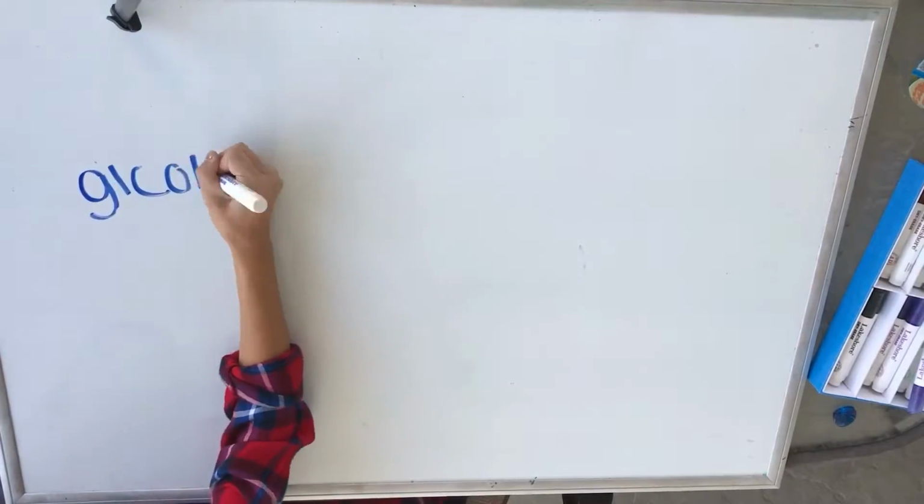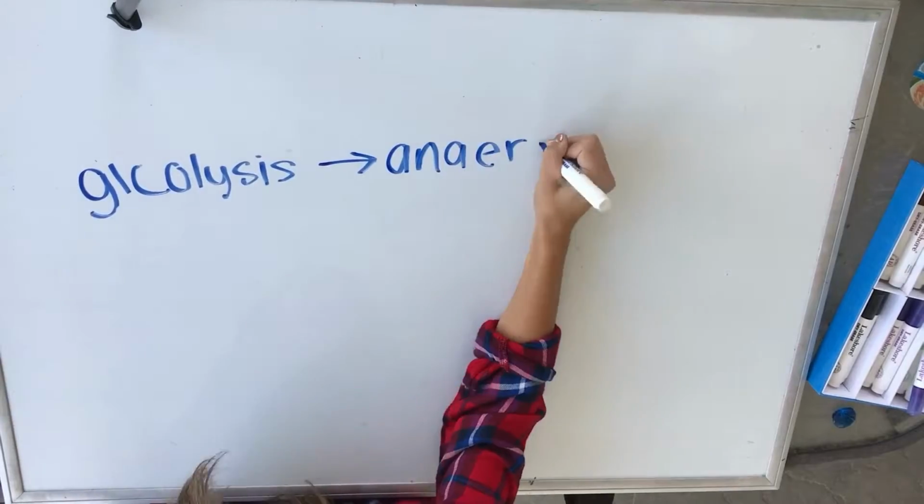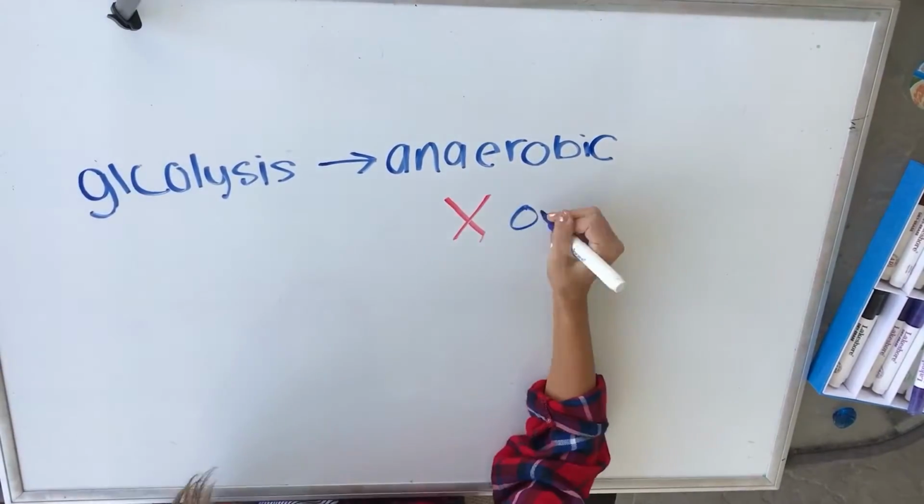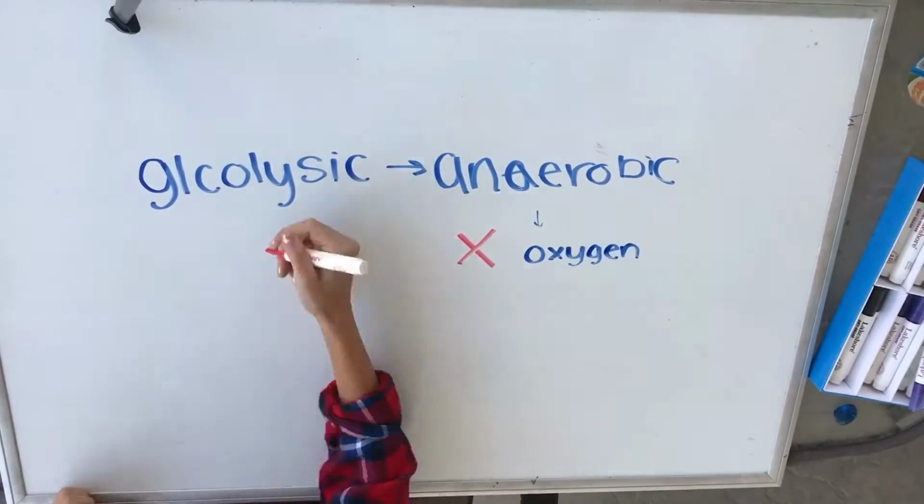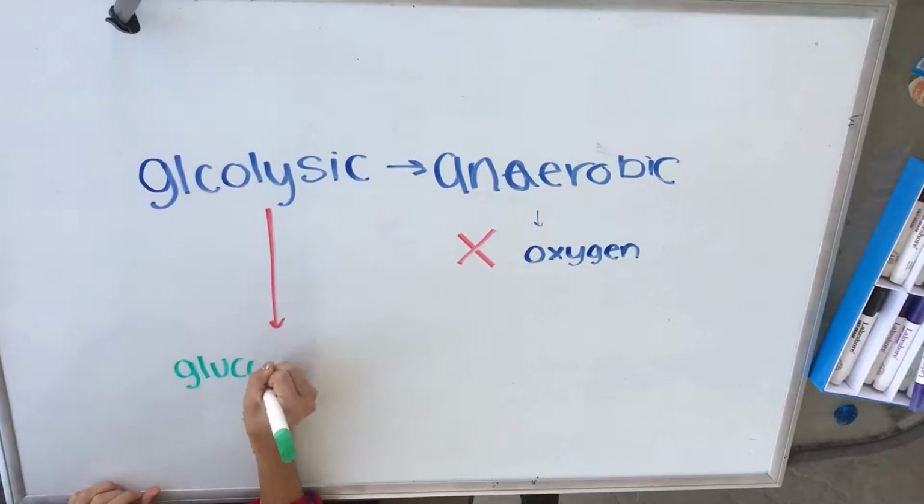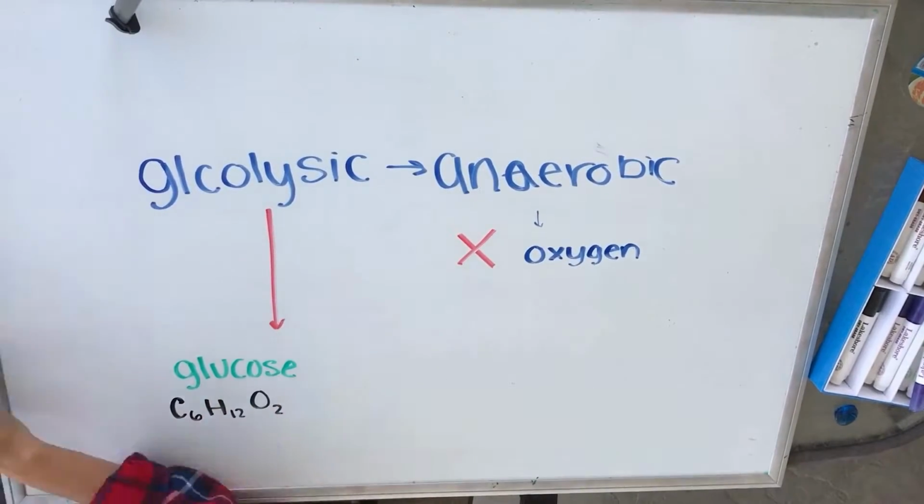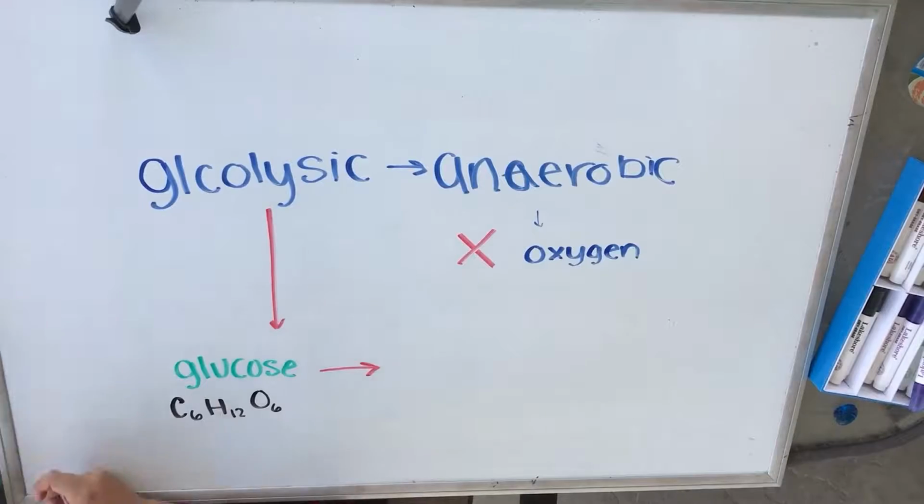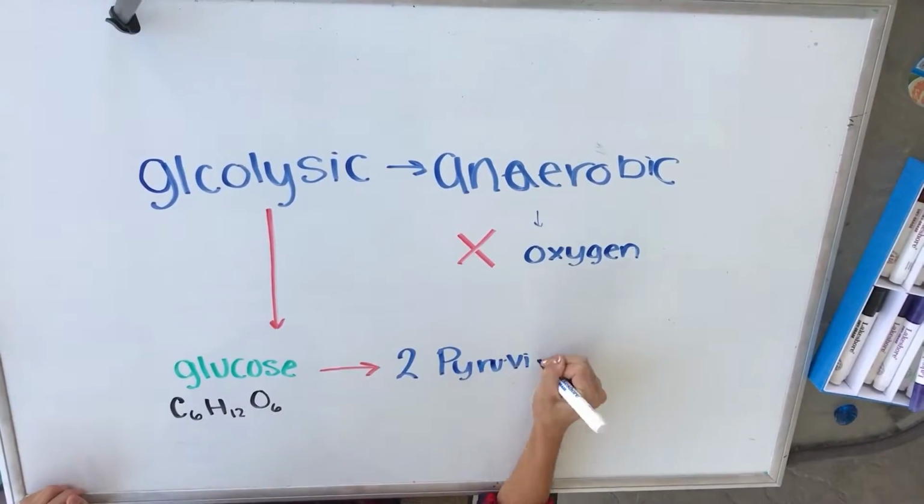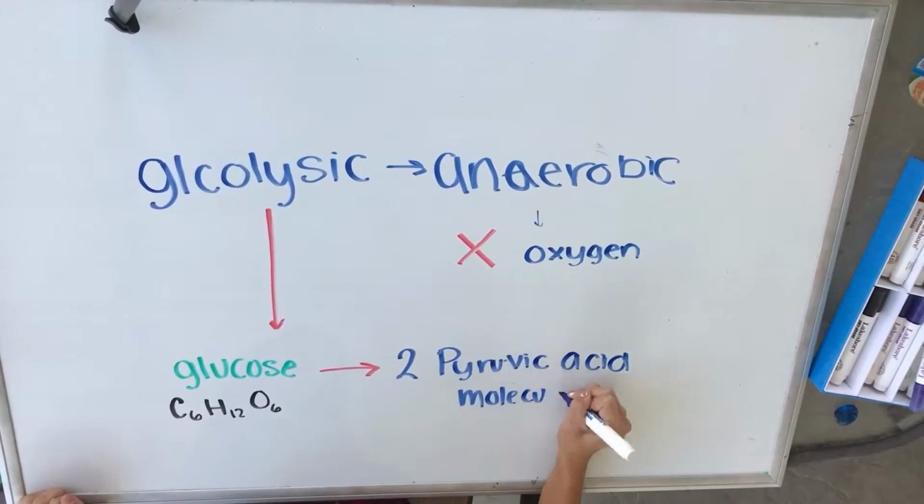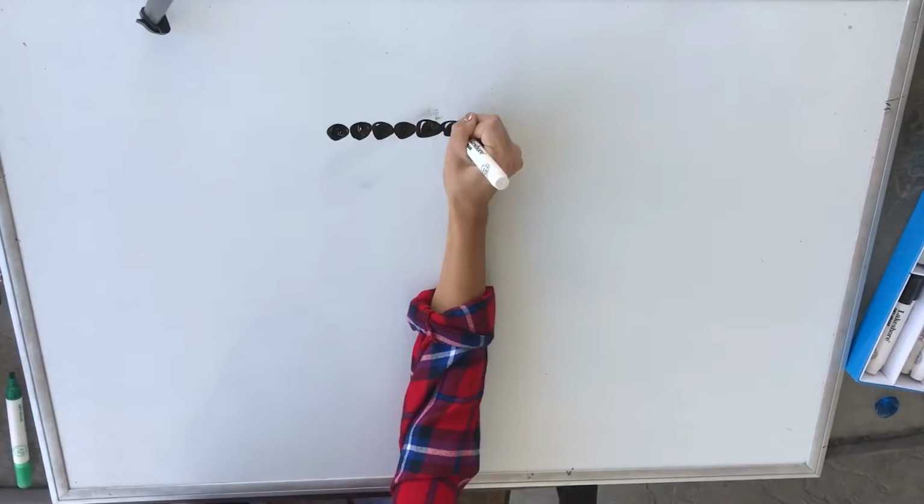Glycolysis is the first of the three stages in cellular respiration. It is anaerobic, meaning it does not require oxygen, and it occurs in the cytoplasm. Overall, a single glucose molecule, which is C6H12O6, is converted into two pyruvic acid molecules.